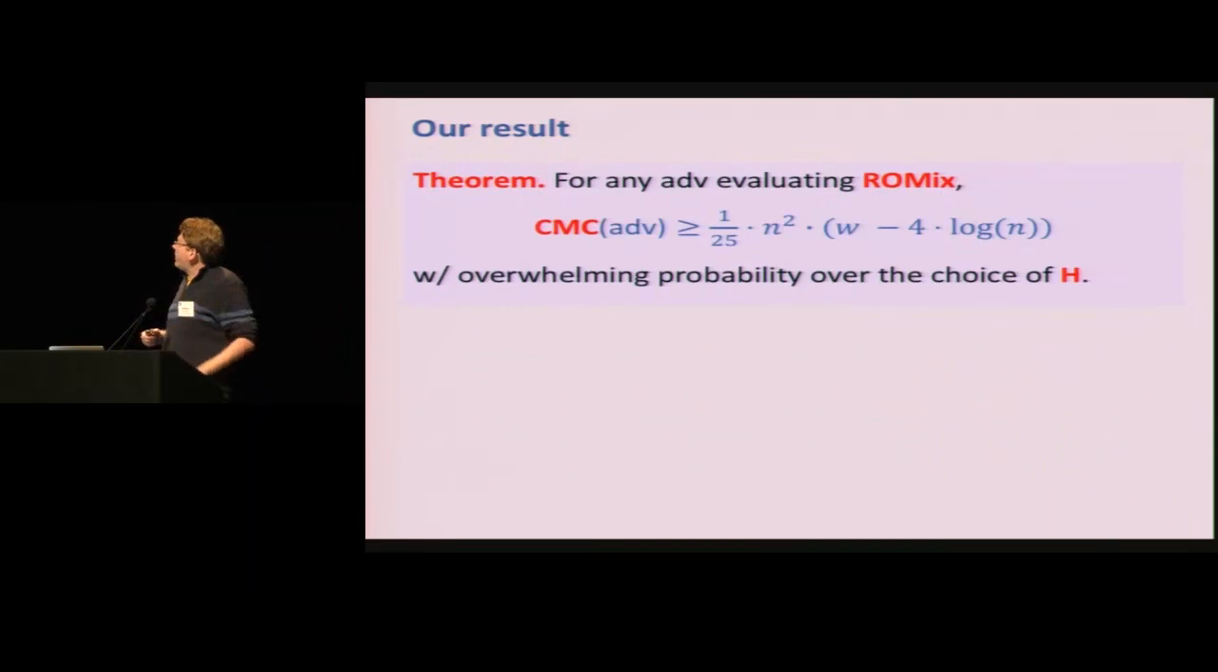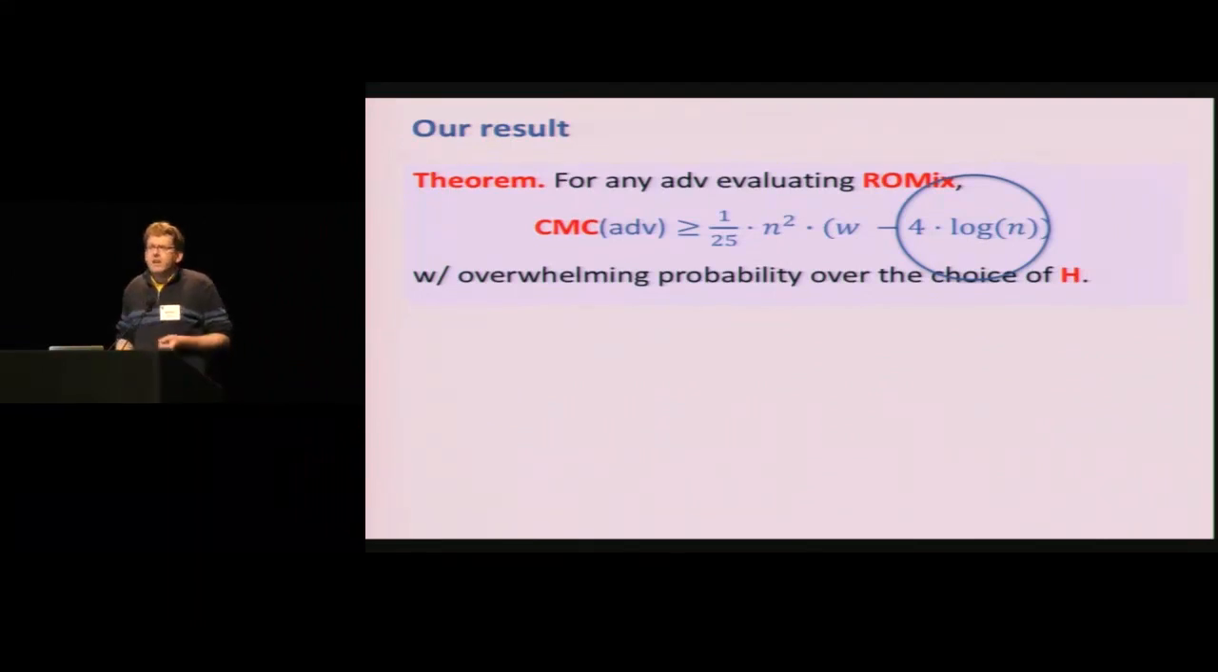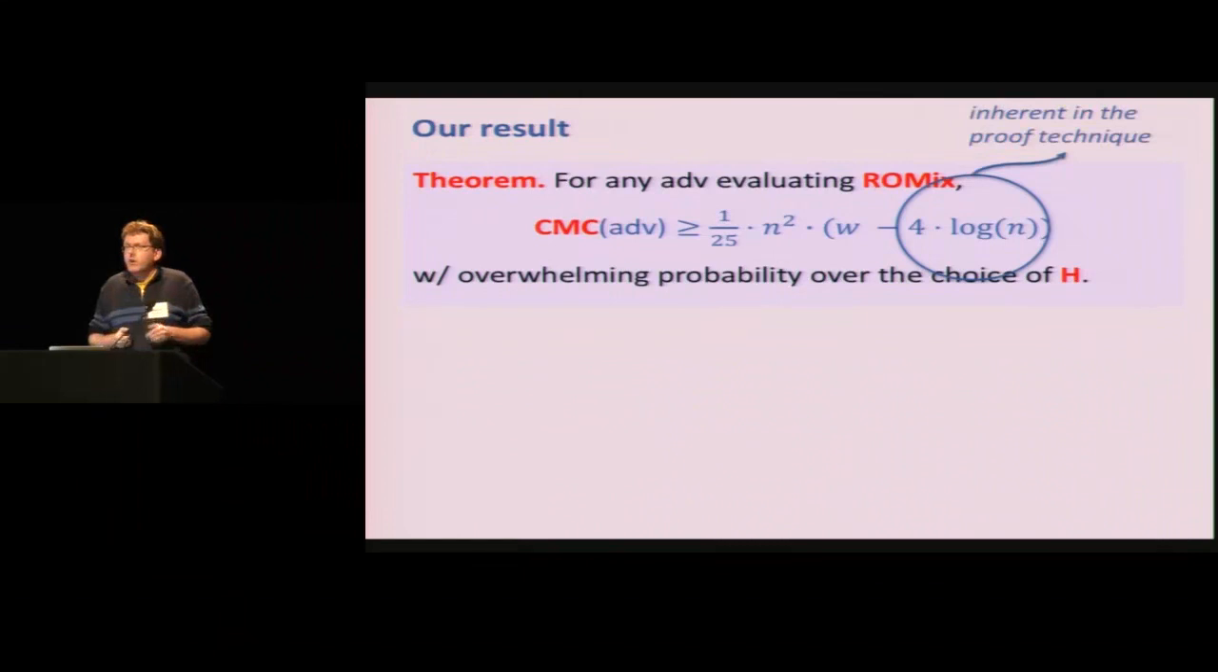And also note that we don't quite get n squared times w. We get n squared times w minus some difference, which is 4 times log n, where n is the parameter that gives you the number of iterations. This is somewhat inherent in our proof technique. So there is a small loss even there, even if you optimize the constant in front. So we really can't get rid of it.